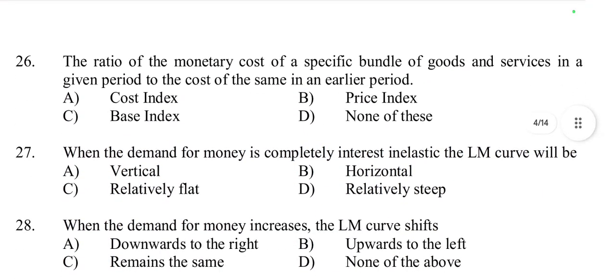And question number 26. The ratio of the monetary cost of a specific bundle of goods and services in a given period to the cost of the same in an earlier period is called cost index, price index, or base index. It is called the price index. Price index measures the relative price of a basket of goods over time. So the price index formula is equal to cost in current year divided by cost in base year, times 100. So option B is the right answer.